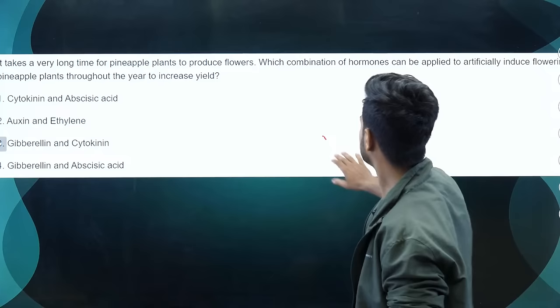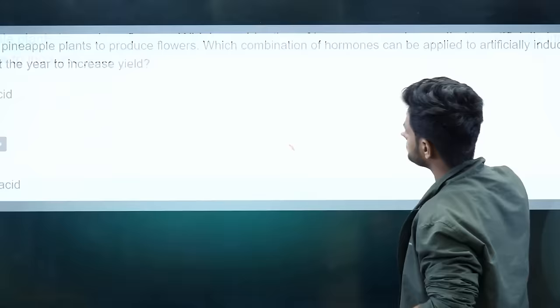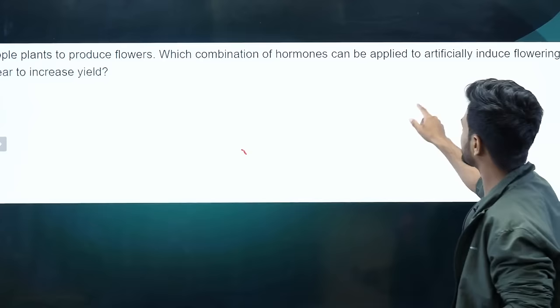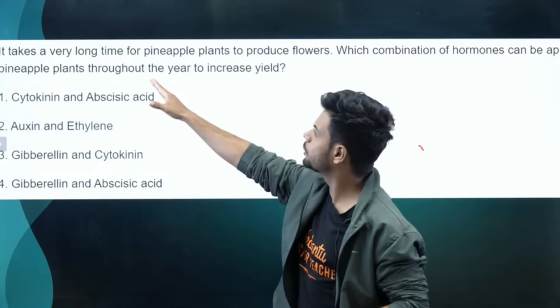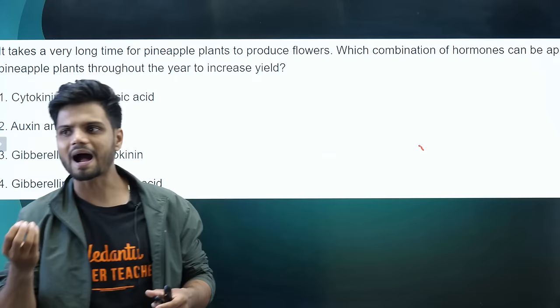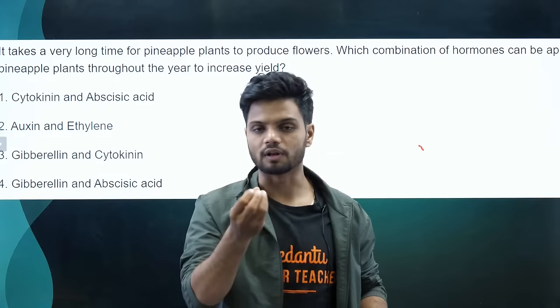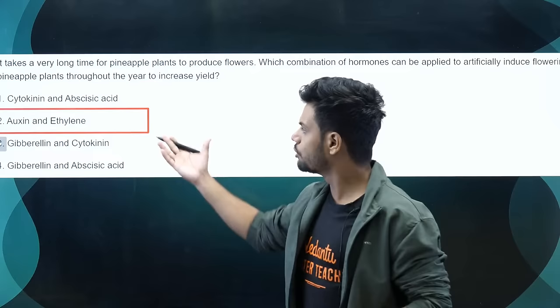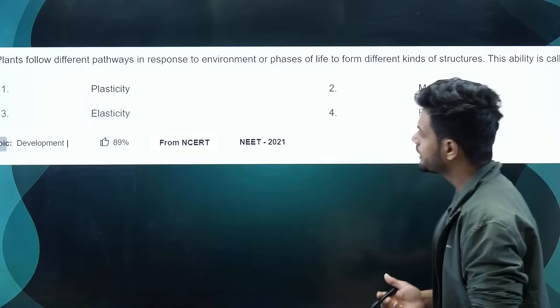Next question. It takes very long time for pineapple plant to produce flowers. Which combination of hormones can be applied to artificially induce flowering in pineapple plant throughout the year to increase the yield? So we know pineapple takes a lot of time to flower. But if you add these two hormones, the pineapple will flower faster and give you the fruit. That is your auxin and ethylene. Answer is auxin and ethylene. True. Obviously, more auxin, more flowering is produced.